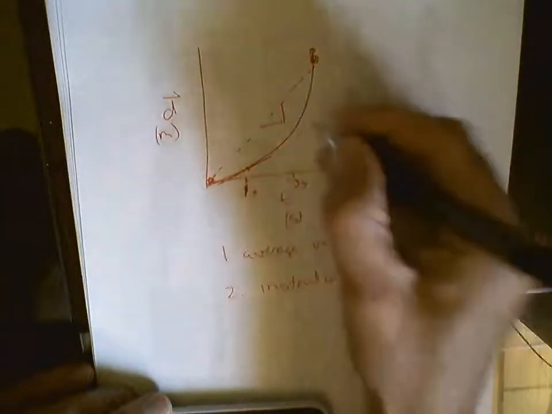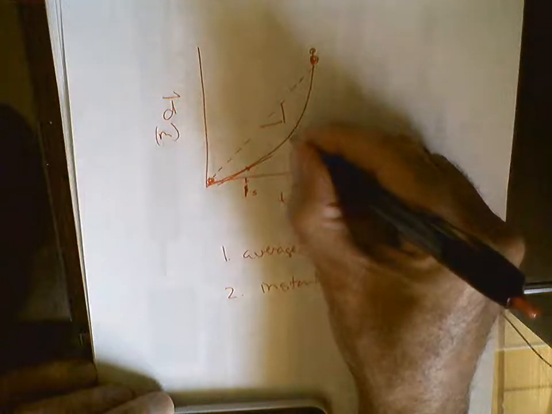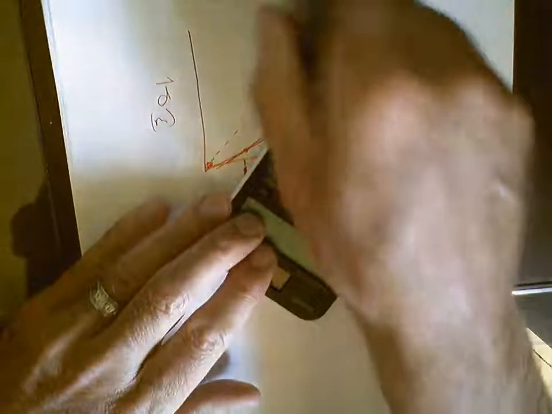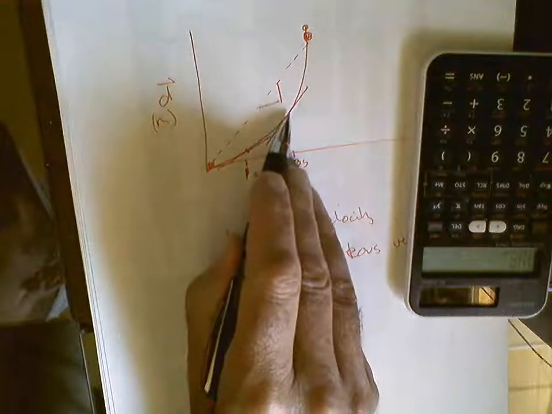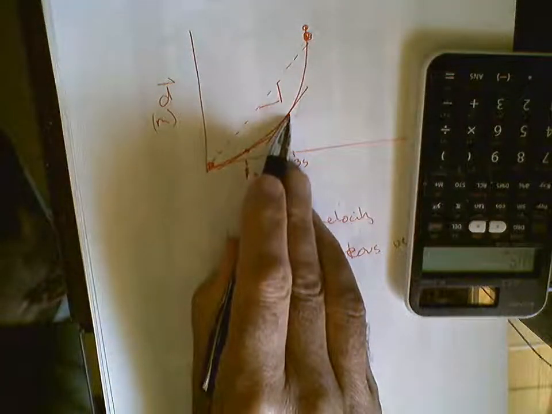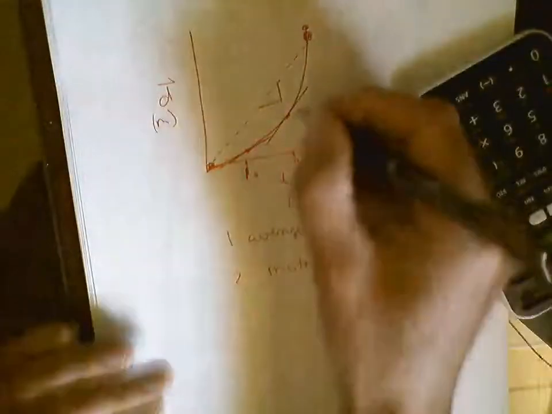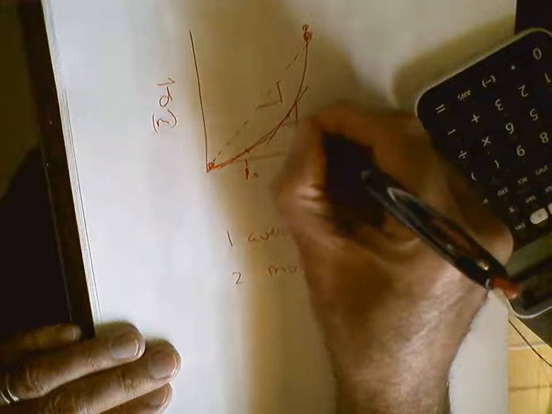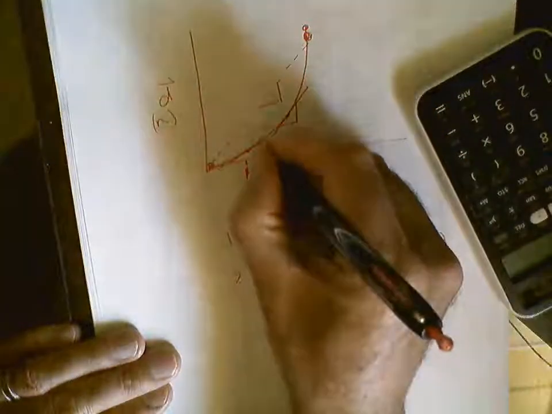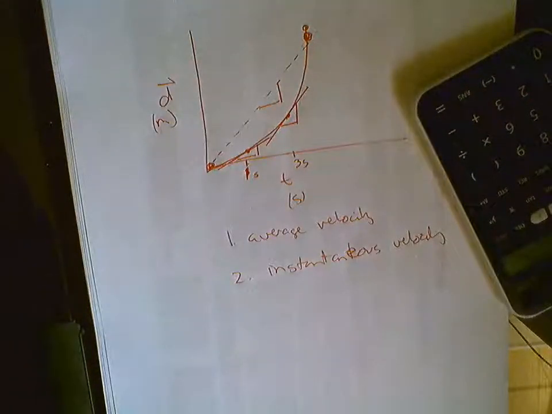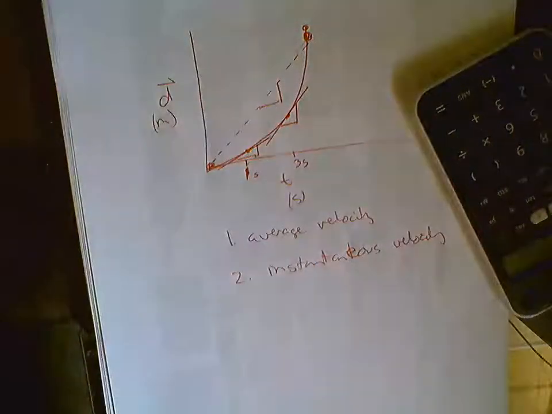Now I'm going to do another tangent at 3 seconds. So I go straight up. I try and draw a straight line that only touches the graph at that one point. So what you can see is this line is steeper than this line. So our instantaneous velocity at 3 seconds is greater than our instantaneous velocity at 1 second. Once again, to get the instantaneous velocity, you would take the slope of that line for 3 seconds and this line for 1 second.